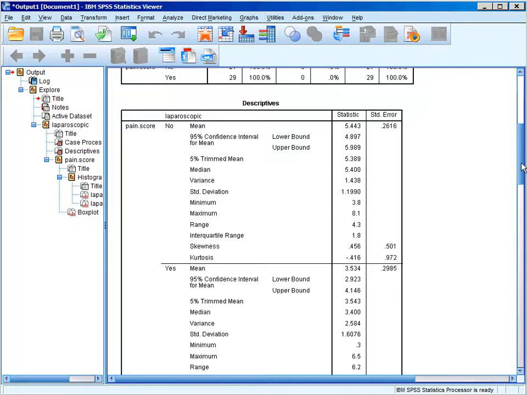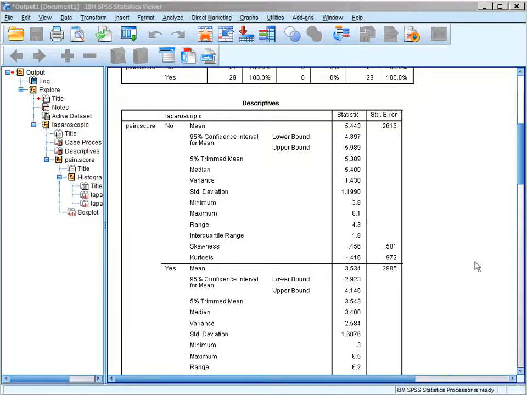So what we're suggesting here is that the laparoscopic no, the opens, versus the laparoscopic yeses are two different populations of patients, and we have sampled those populations of patients with the data that we have in this data set. So we can see in the open group that the mean pain score is 5.43, and in the yes group the mean pain score is 3.5. So there already seems to be a difference between the two groups.